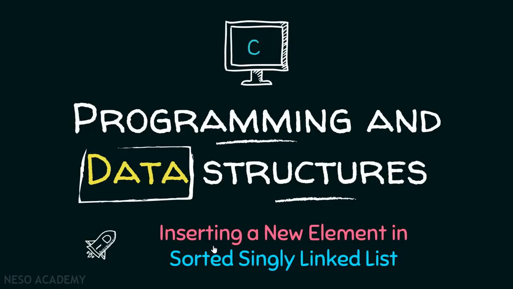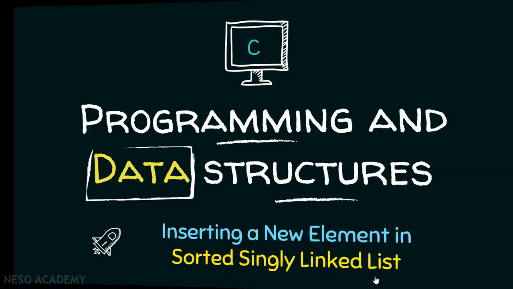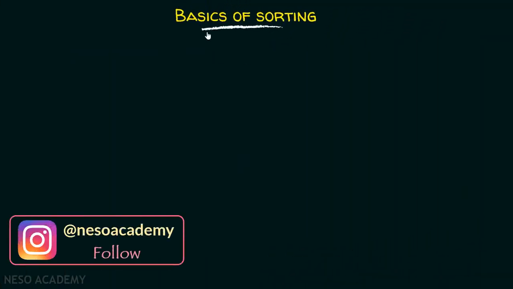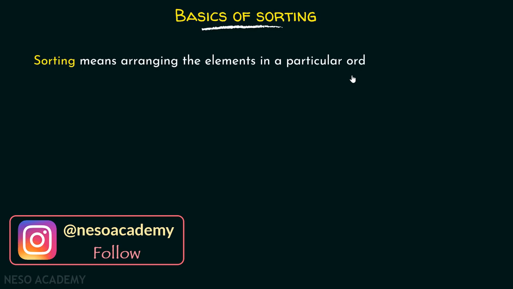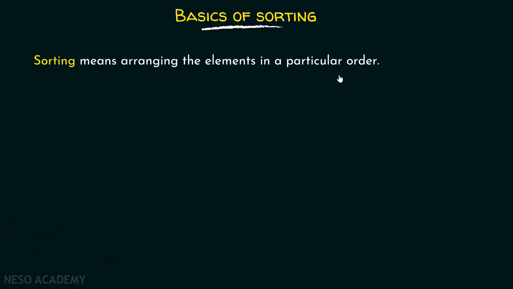In this presentation, we will learn how to insert a new element in a sorted singly linked list. So let's get started. Let's first consider some basics of sorting before moving on further. Sorting means arranging the elements in a particular order. Whenever we want to arrange elements in a particular order, we call it sorting.